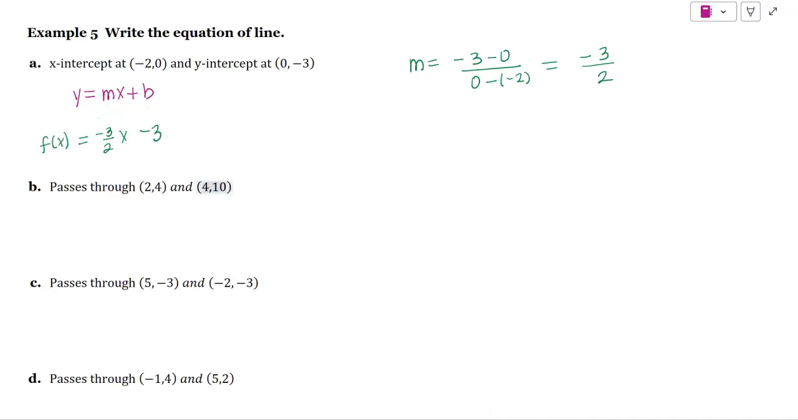So we think that this is the equation of our line that passes through the points -2, 0, and 0, -3. Let's go to Desmos and see if this matches up with what we're seeing.